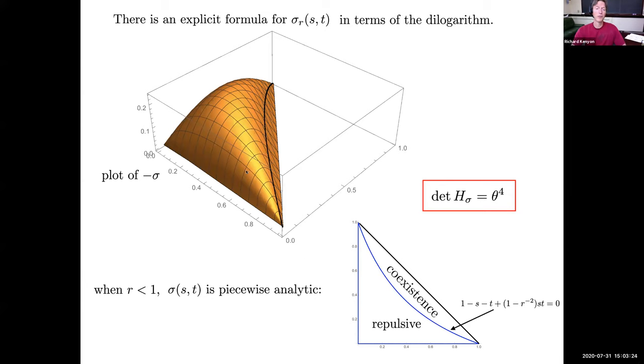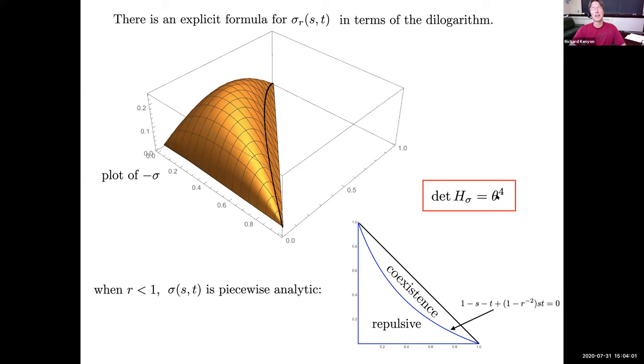Oh yeah, one other thing I should mention is I said there's an explicit formula here, but in this case it's a parameterized surface. You can't give an explicit formula for sigma as a function of S and T. You can, but it's a parameterized surface. If you parameterize both S, T and sigma as a function of Z, the conformal coordinate, then everything is explicit using dilogarithms. And it turns out that the Hessian determinant, remember the Hessian determinant was also an important player in yesterday's talk, is the fourth power of this function theta.